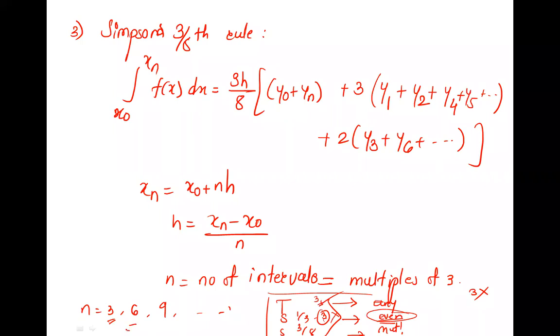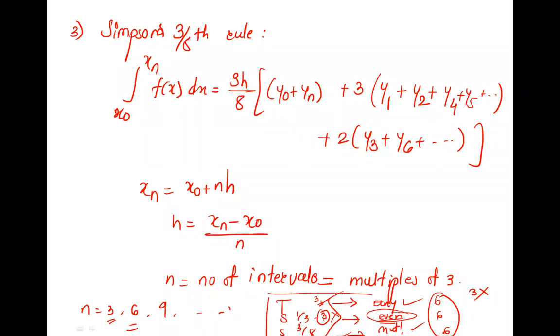Now after 3, the next multiple is 6. If we take 6, it is a multiple of 3, so it works for 3/8. Anything works for trapezoidal, and 1/3 needs even. 6 is even, so 6 can be used in all the three. So n is 6. Generally we take n is equal to 6 if all are asked.